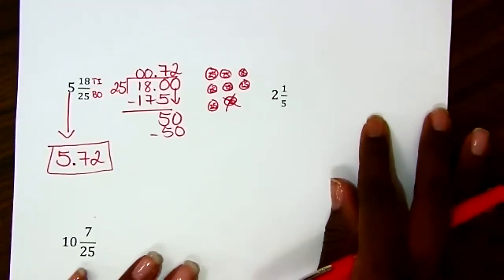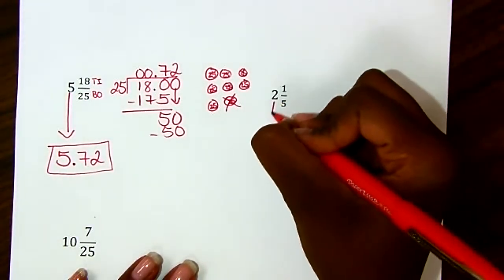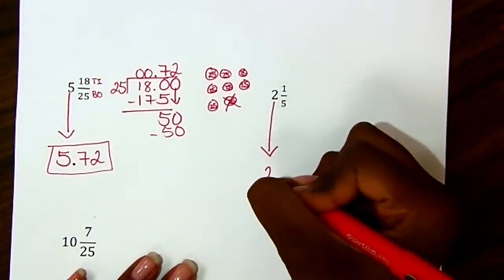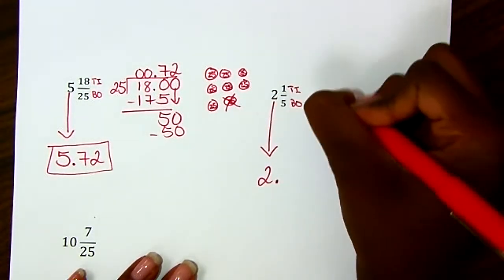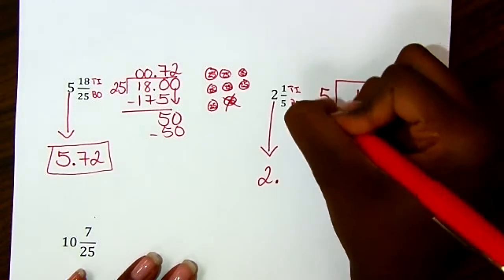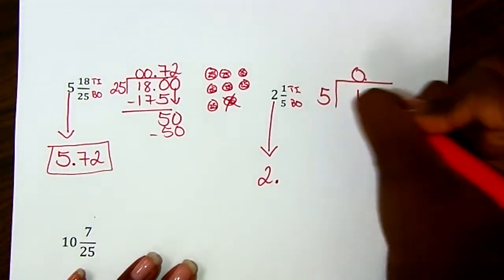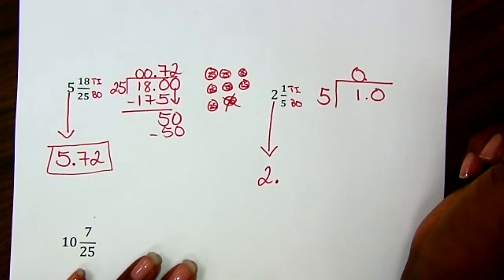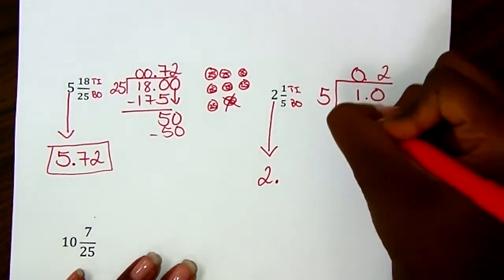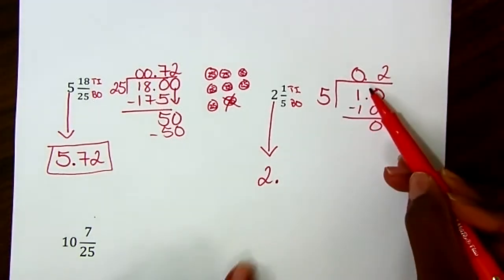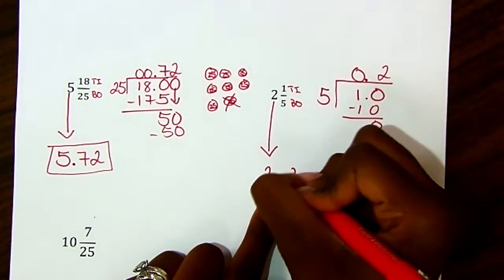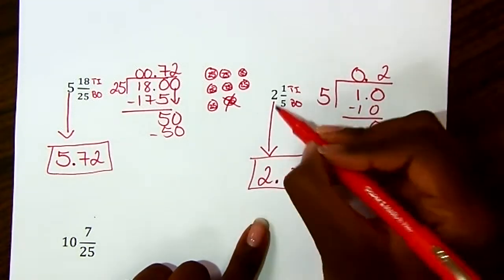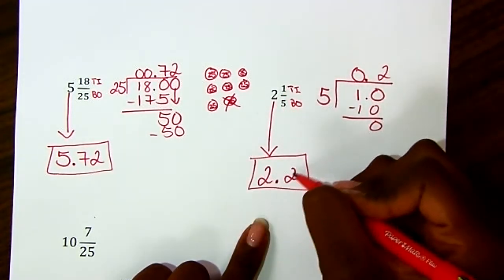Let's try the next one. I have 2 and 1/5. I'm just going to bring my whole number down and put a decimal. I'm going to do my division, top in, bottom out. 5 will not go into 1. But what about 10? How many times will 5 go into 10? 2 times. Good job. Again, here's my decimal. I have a 2 and I have a 2. So 2 and 1/5 is equivalent to 2 and 2/10.